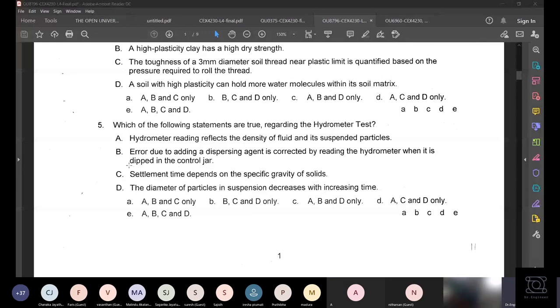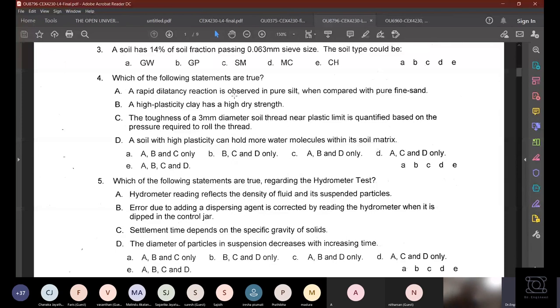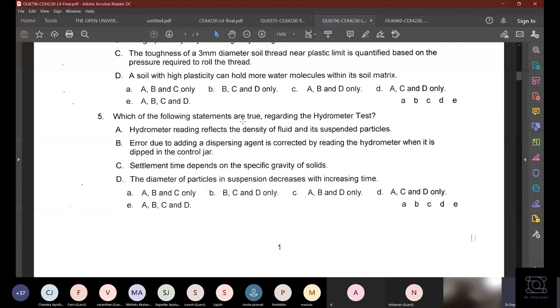Question number 5. Which of the following statements are true regarding hydrometer test? Hydrometer reading reflects the density of the suspended particles. Yes, obviously it reflects the density of the soil suspension, right? Error due to adding dispersing agent is corrected by reading the hydrometer when it is dipped in the control jar. Yeah, that is the density correction we are measuring.